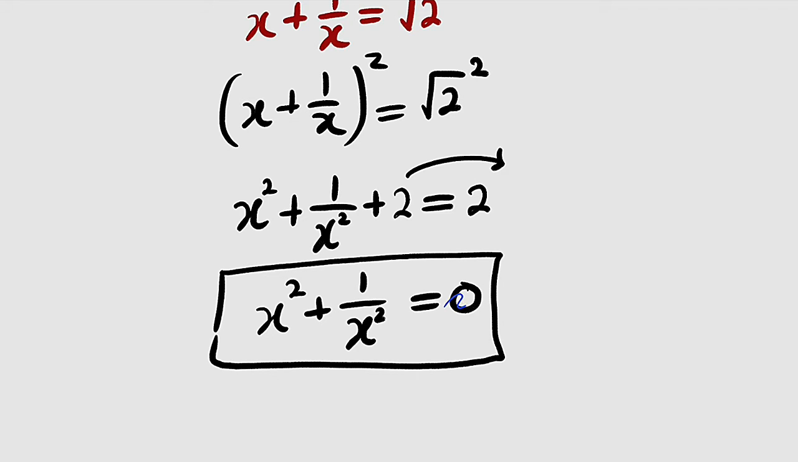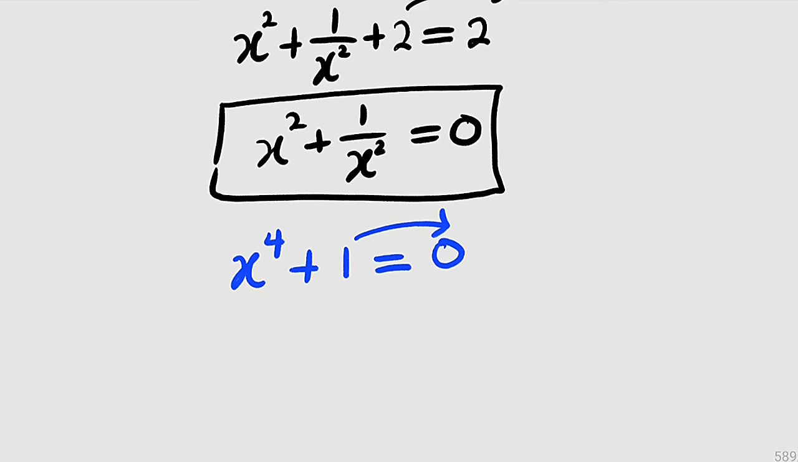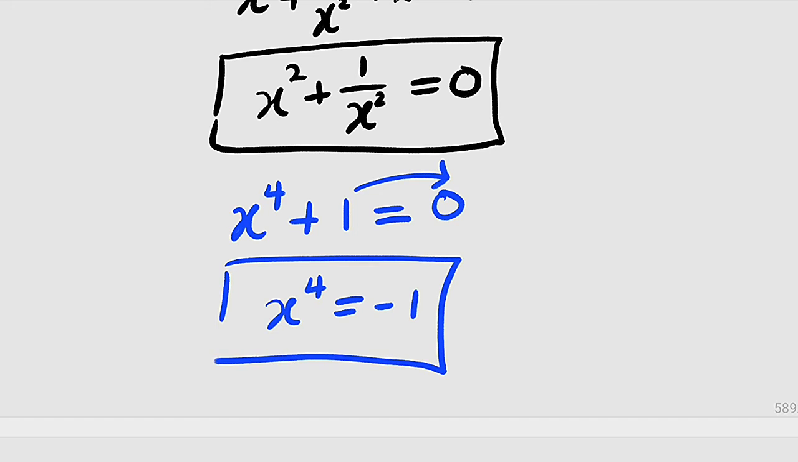Secondly, I would like to multiply every single term here by x squared. x squared times x squared is x to the power of 4. Plus 1 divided by x squared times x squared is 1. This is equal to 0 times x squared, equal to 0. Take 1 to the right hand side, it becomes negative. We have x to the power of 4 equal to negative 1, another important equation.